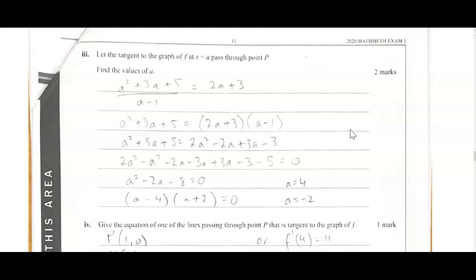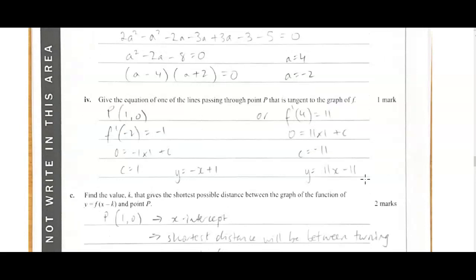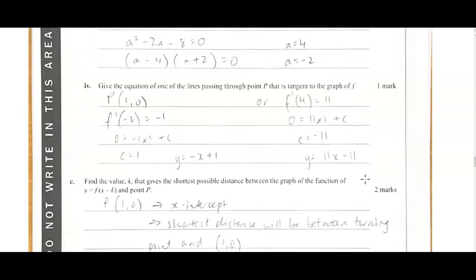Okay, so we've got the slope formula, rise over run, and the slope from finding the gradient, and that's helped us find the two values of A. All right, in part 4, give the equation of one of the lines passing through the point P that is a tangent to the graph of f. So substituting in 1, 0. All right, it's a bit hard to understand what I've actually done here.